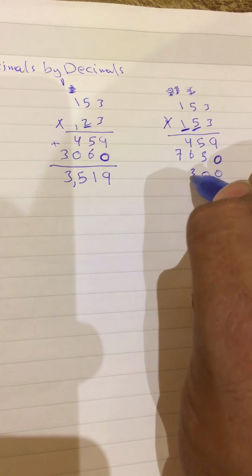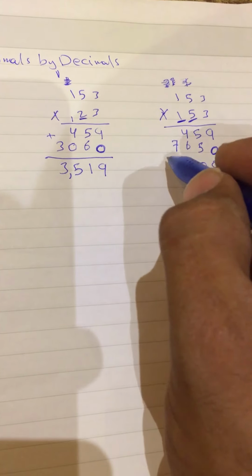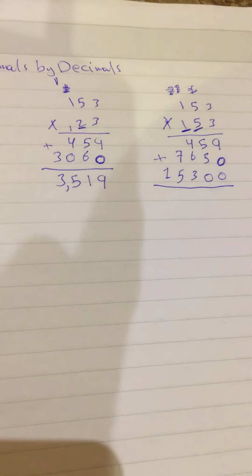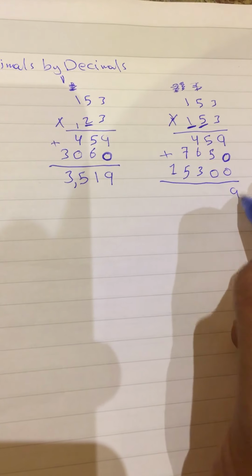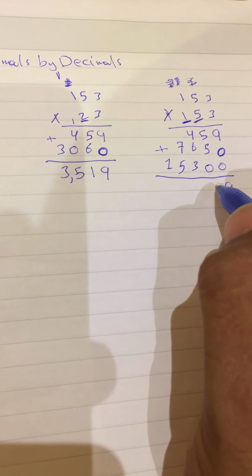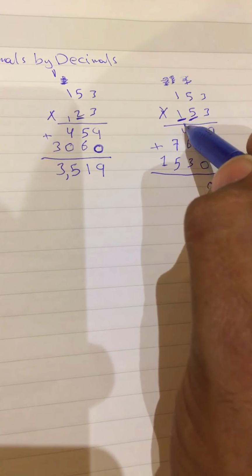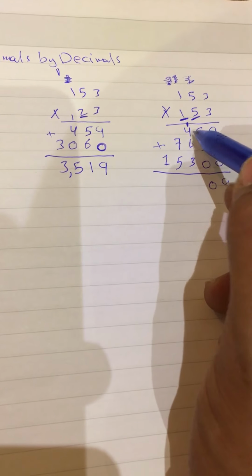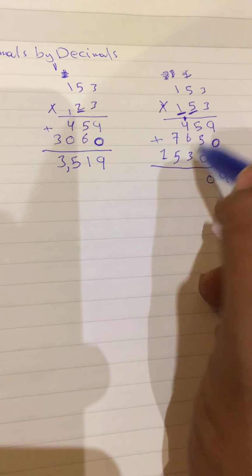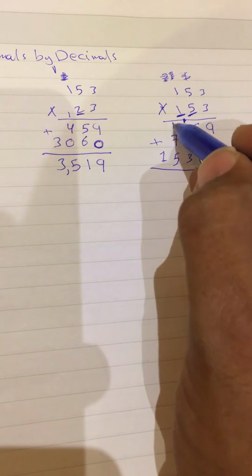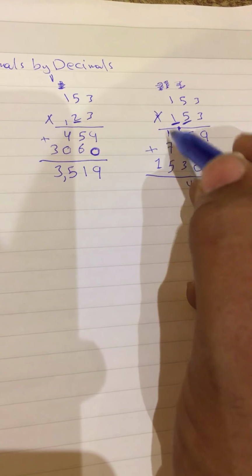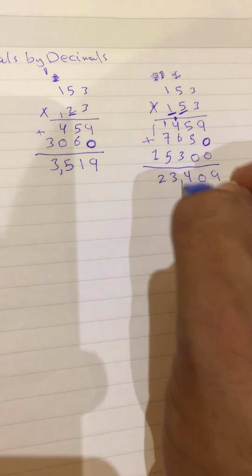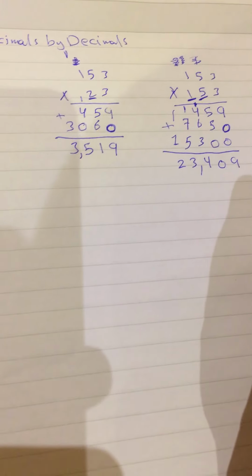1 by 3, 3. 1 by 5, 5. 1 by 1 is 1. When you finish, add all of them together. 9 with nothing is 9. 5 with 5 with 0 is 10. 0 down and 1's down and 10's up. 4 and 6, 10. With 1, 11. With the 3, 14. 7 with 5, 12. With 1, 13. 1 with 1, 2. So the answer is 23,409.